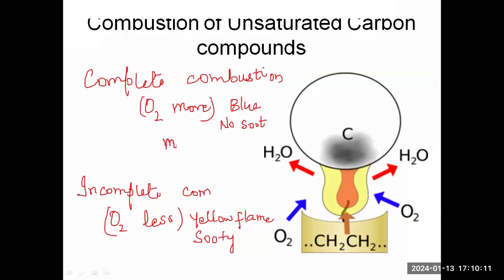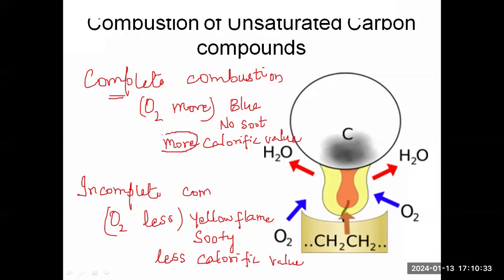This will have more calorific value. More calorific value in the flame. But incomplete combustion will have less calorific value. It means the energy content in complete combustion will be more. The energy content in incomplete combustion will be less. This is the reason that coal and wood are not considered as good fuels. They are not good fuels because they burn with incomplete combustion. They cause pollution, they produce smoke, soot, and they also have less calorific value.